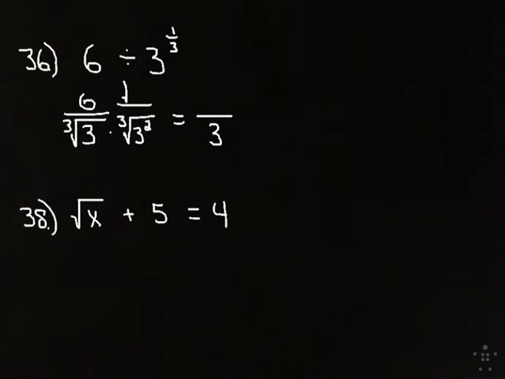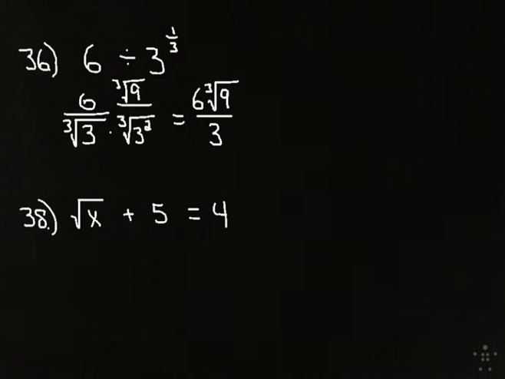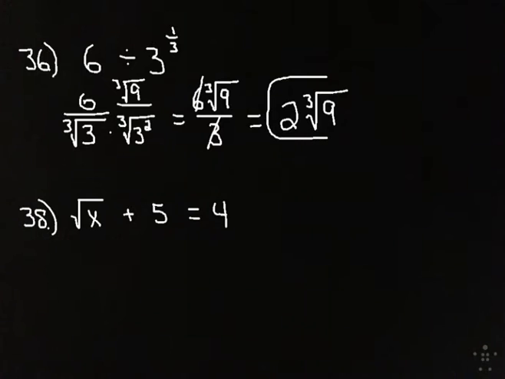So I need to do this same thing to the top. And what is 3 squared? 9. So it's 6 cube root of 9. Now I can reduce my whole numbers here, integers. So 3 goes into both of these numbers. So my answer is 2 times the cube root of 9, and the cube root of 9 does not simplify.